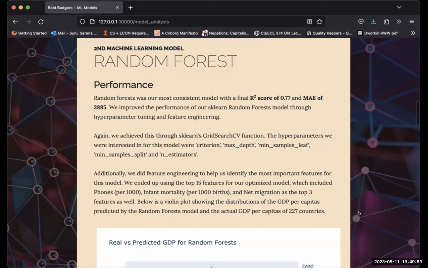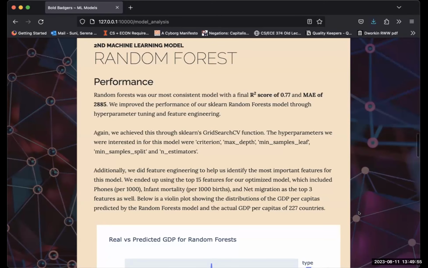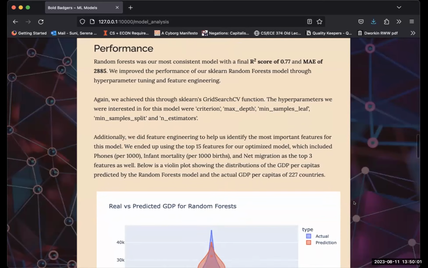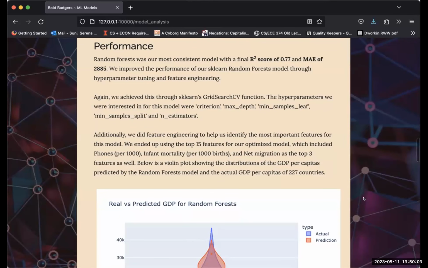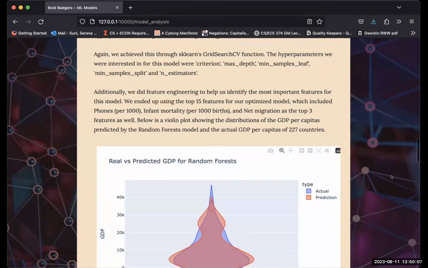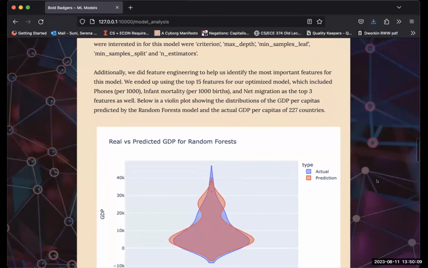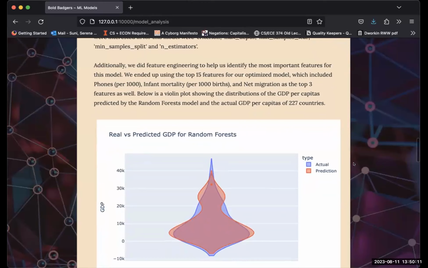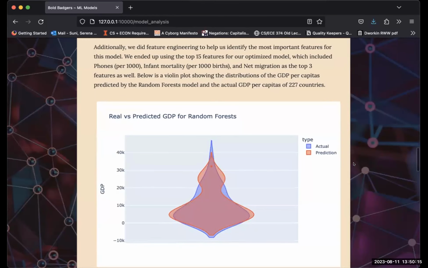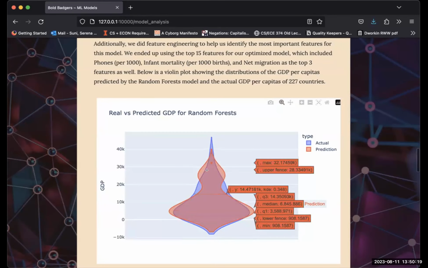Now, our second best performing model was random forest with an R-squared value of 0.77 and mean absolute error of 2,885. Similar to decision trees, we improved this through hyperparameter tuning and feature engineering. Again, we used grid search, and we just used it to find the best parameters for criterion, max depth, etc. Then we selected the top 15 features for feature engineering, and here's our graph again.